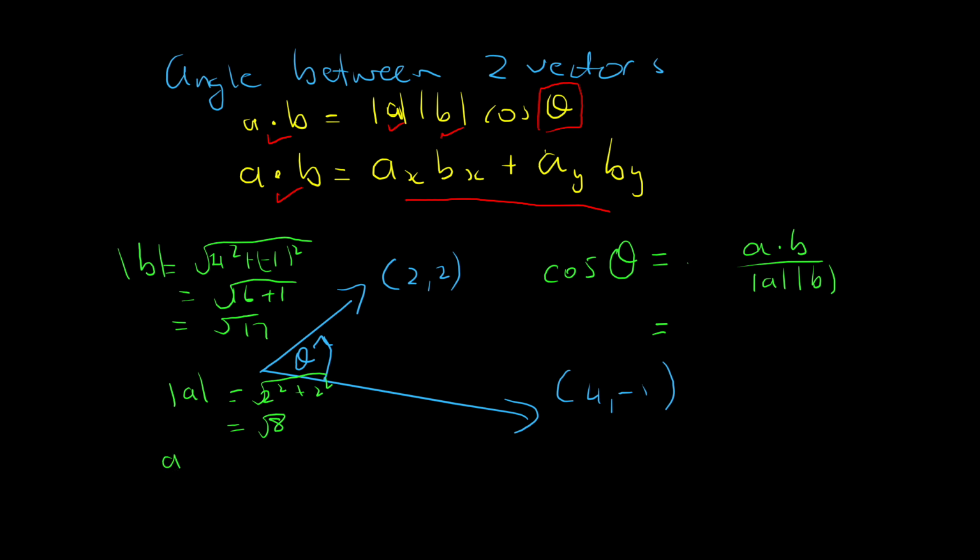And we can get the dot product. So the dot product of A and B is going to be the x values multiplied, which is 2 times 4, which is 8, and 2 times minus 1, which is minus 2. So this is going to be 6. Then we just substitute. So we've got 6 divided by square root of 17 multiplied by the square root of 8. So that's going to be cosine of theta.